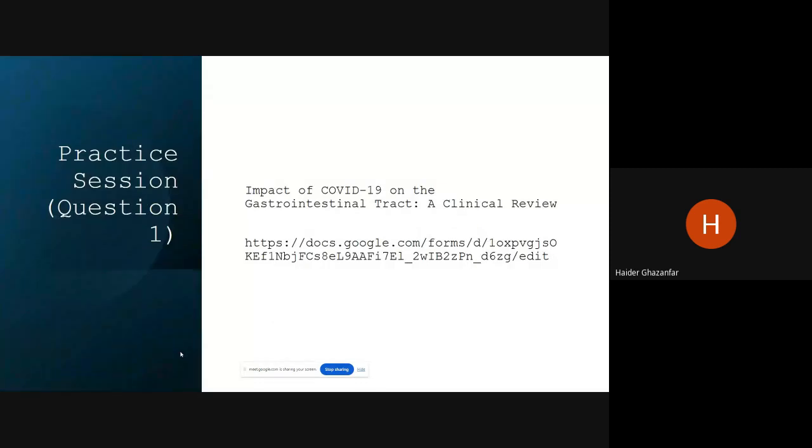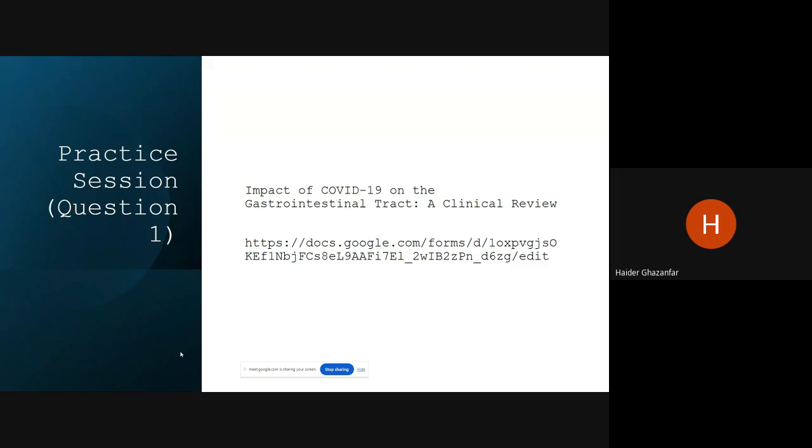Regarding the previous question, the first section question: if you're going to write an article about COVID on the GI tract, you can have two different approaches. The first approach is a systemic approach, in which you can start from the impact of COVID on the esophagus, stomach, and then make your way down. The other approach is to focus on COVID medications which have an impact on the GI tract. You can also write a review article on that.